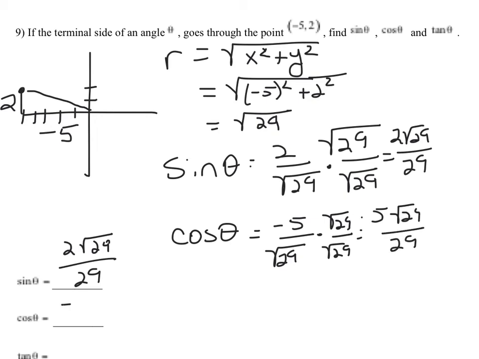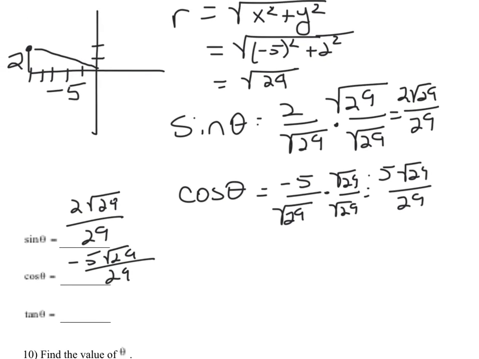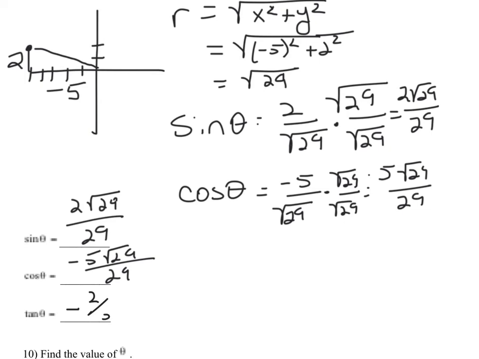So cosine is negative 5 root 29 over 29. Now for tangent is simply going to be sine over cosine, or y over x. So y is 2 and x is negative 5. So the way we're going to write that is just negative 2 over 5. That's going to be tangent.